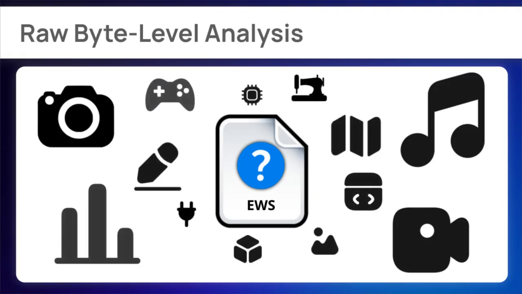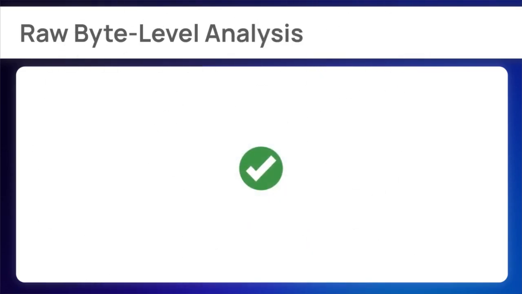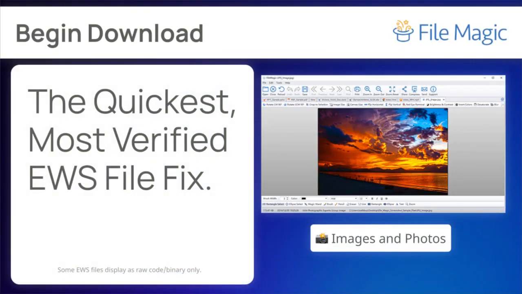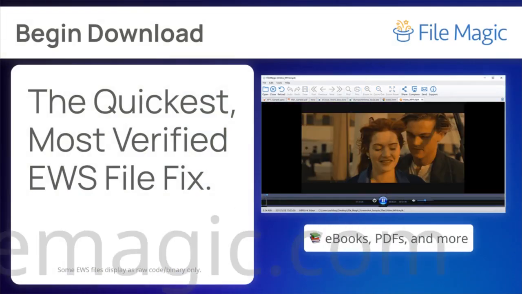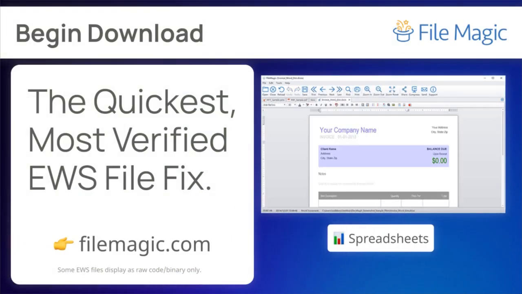An effective path forward often involves using a format-agnostic utility that is designed to prioritize actual data content over the potentially misleading extension name. Since the manual approaches didn't work for the file, the smart move is to use FileMagick, which provides the one-click solution you need, available at filemagick.com.